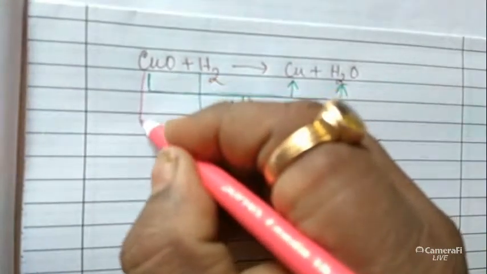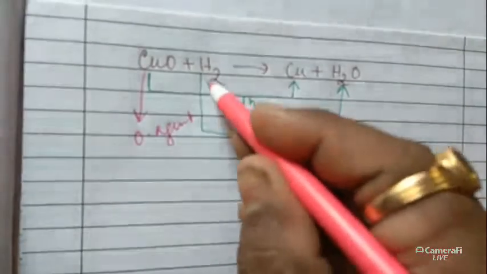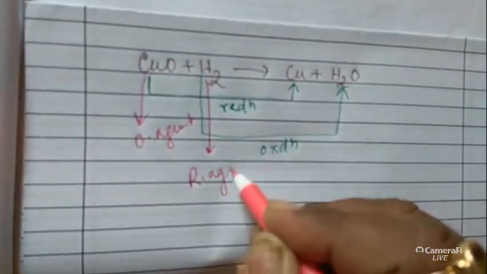Now see, as I have told you, a substance which itself gets reduced but helps in oxidation is called an oxidizing agent. Can you see I have written oxidizing agent in red? But a substance which itself gets oxidized and helps in reduction is called a reducing agent. Is this part clear to you?